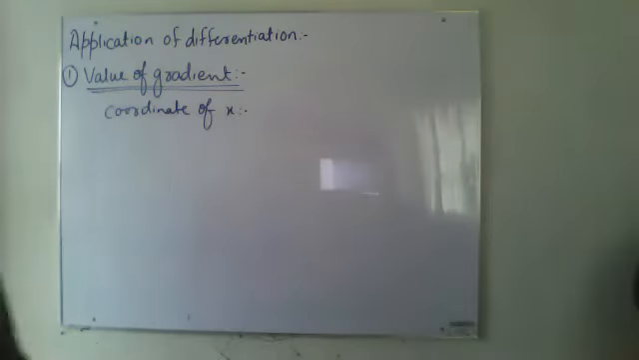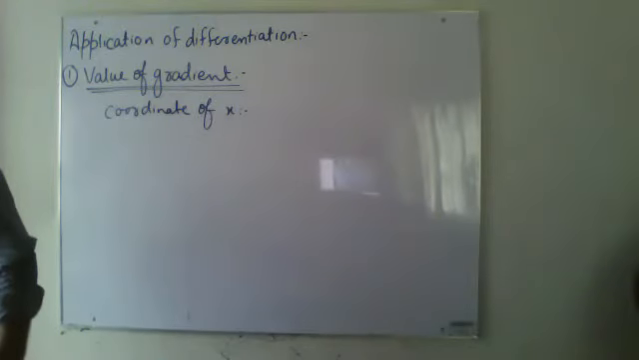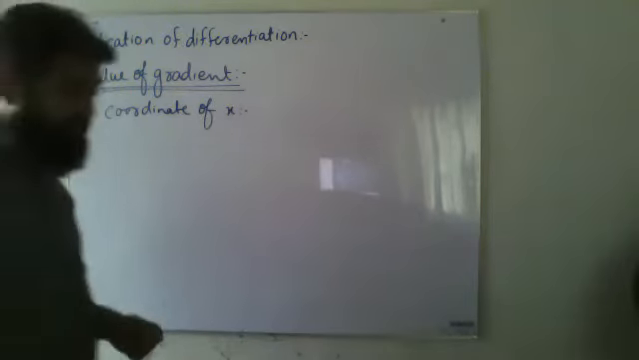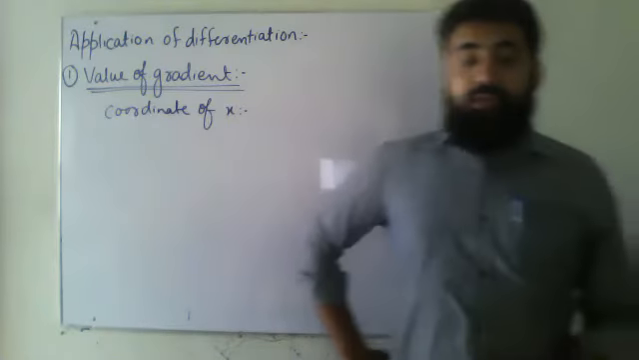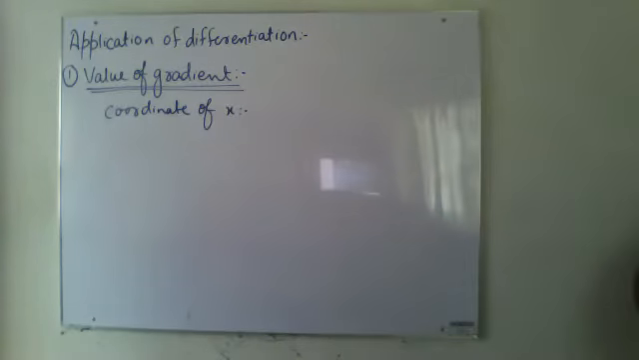Okay, but maybe they haven't given us the coordinate of x. Then what will we do? If they are not going to give us the coordinate of x, they will be giving us the coordinate of y. We will take that value, we will plug it into the given equation, and then we will simplify it. We will have the value of x. Okay, that value of x will be used in gradient finding.